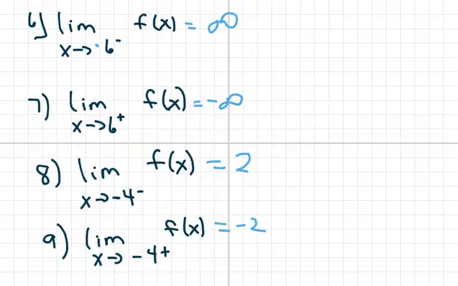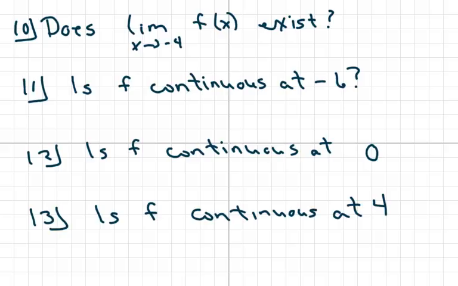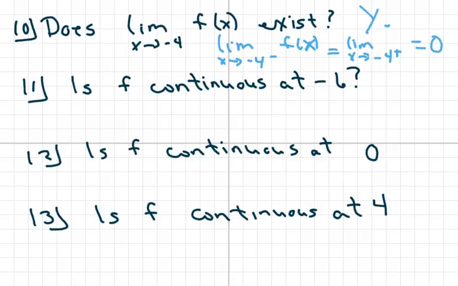Next one is the limit as x approaches negative 4 of f of x, does it exist? And it does exist because as x approaches negative 4 from the left, and as it approaches negative 4 from the right, that equals 0. And since they're both the same, you're going to say yes.